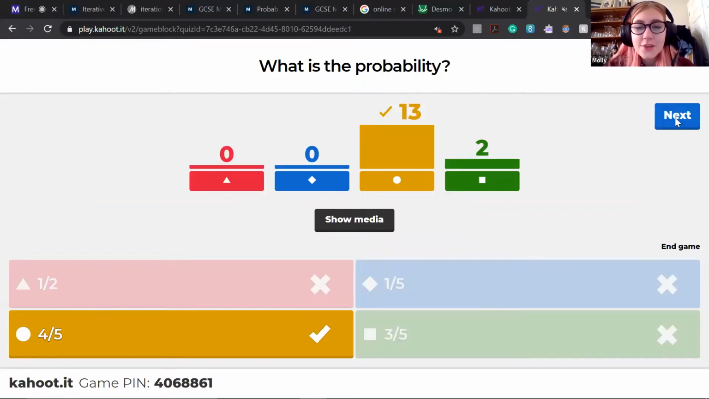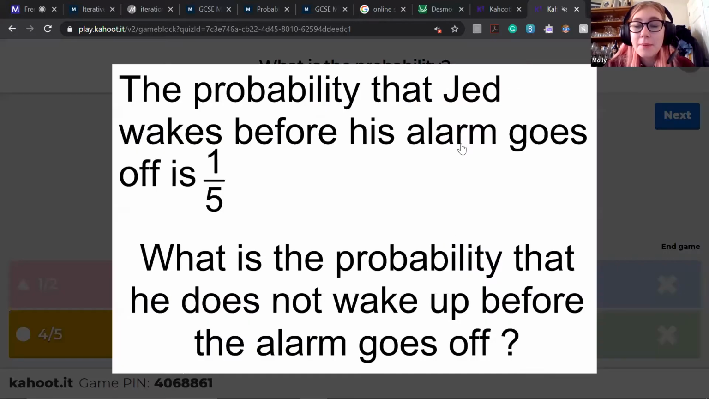Excellent. So this one is that the probabilities have to add up to be 1. So if he's got a 1/5 chance of waking up before his alarm goes off, he must have a 4/5 chance of waking up afterwards because one of those two things has to happen.